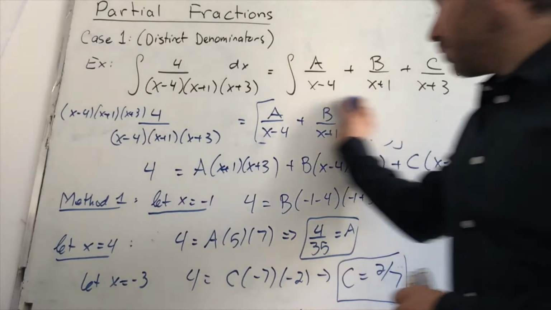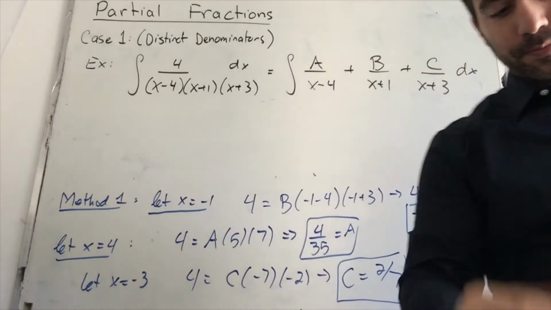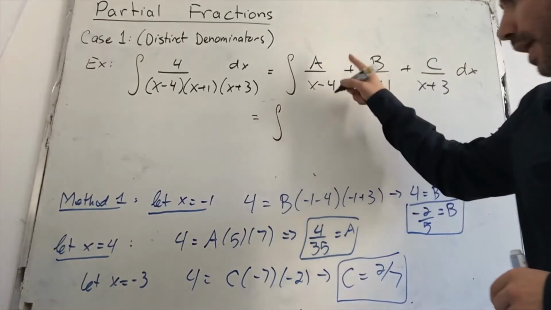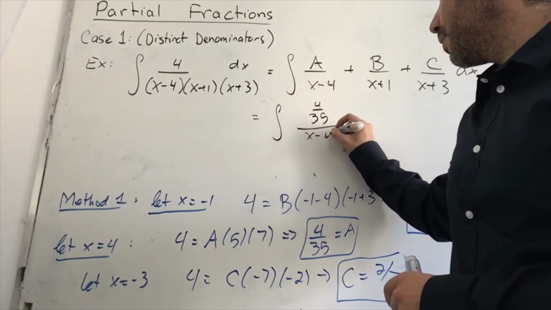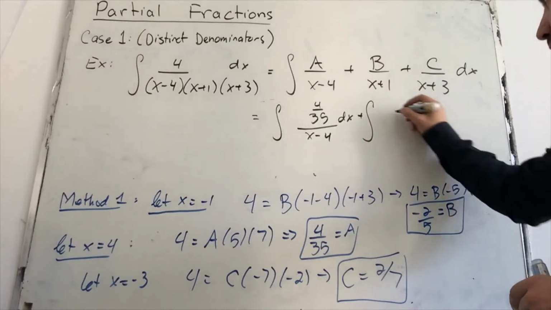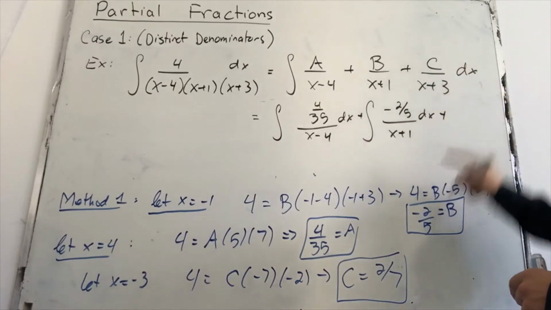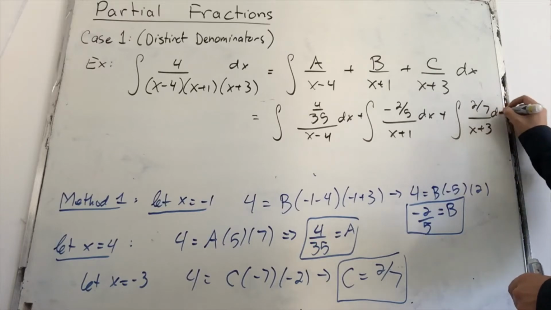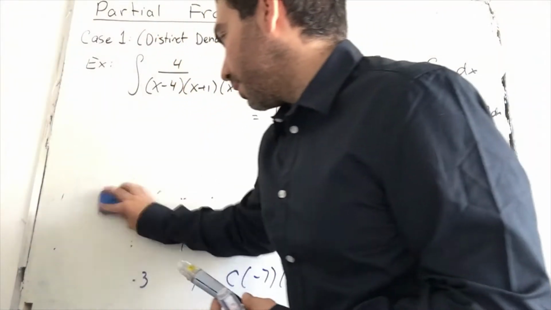So this is all side work. Coming back to the integral, we now know this is equal to the integral of A, which we said was 4/35, all that over x minus 4, plus the integral of B, which we said was -2/5 over x plus 1 dx, and C is 2/7. So I'm just taking the integral of each term individually.